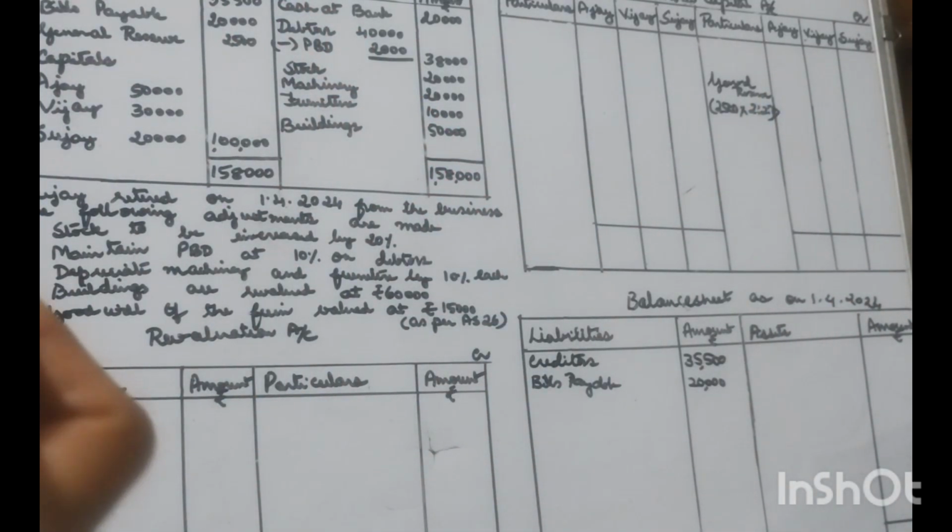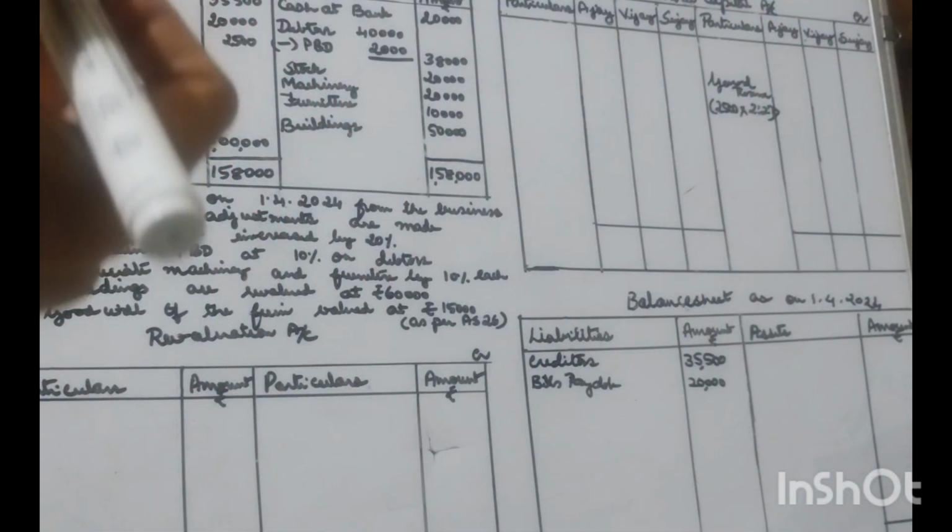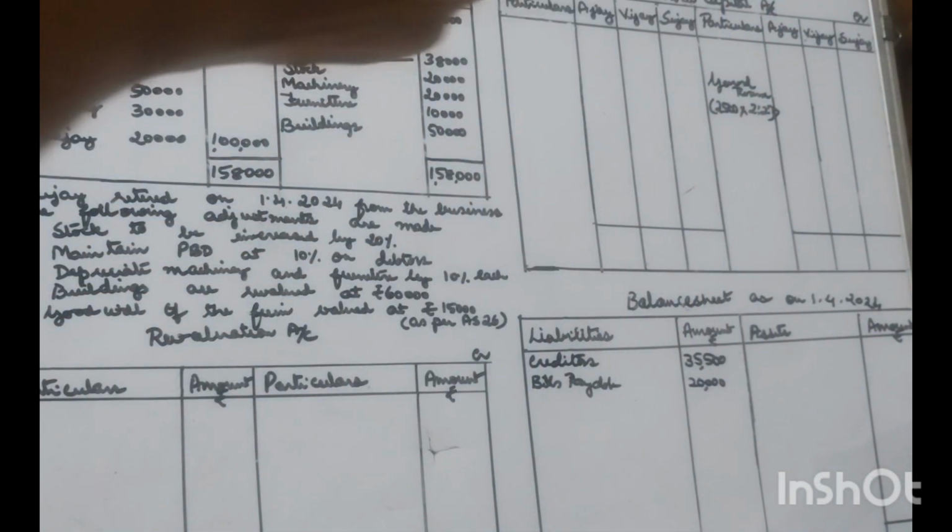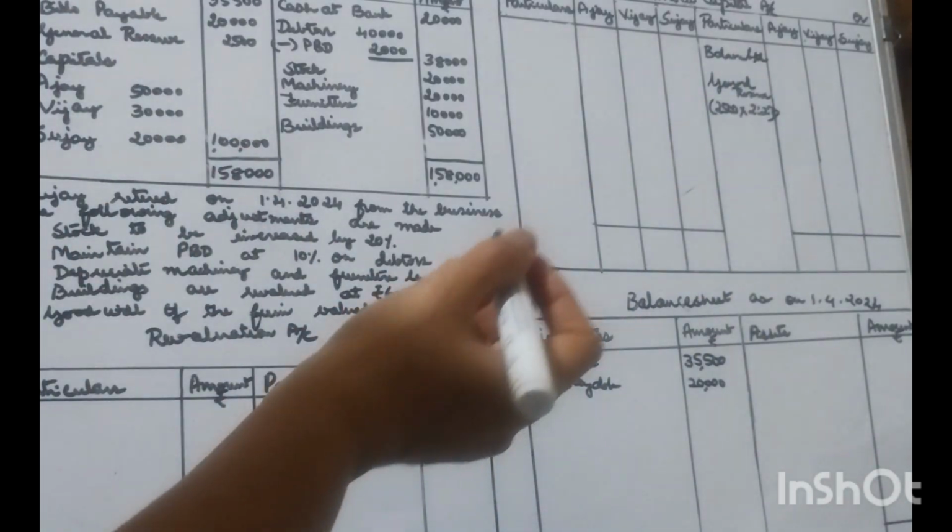Three partners' capitals are given, recorded as balance brought down. So in the partner's capital account, it has to be recorded as balance brought down. So the three partners' capitals are 50,000, 30,000, 20,000. So this is the entry.